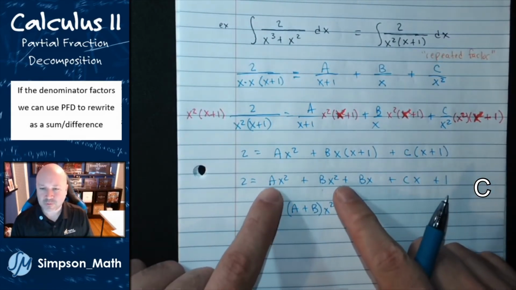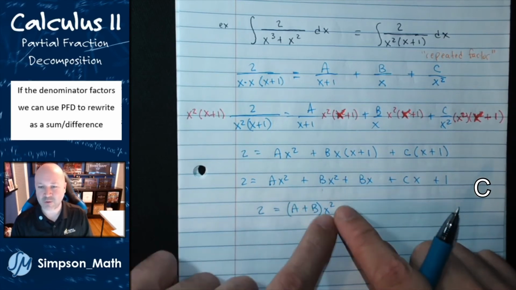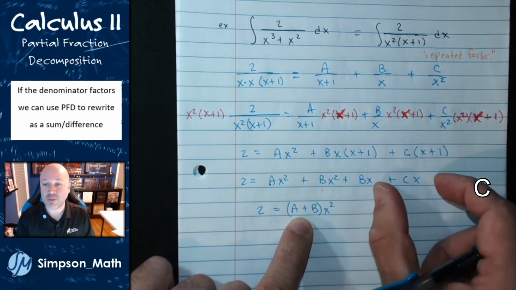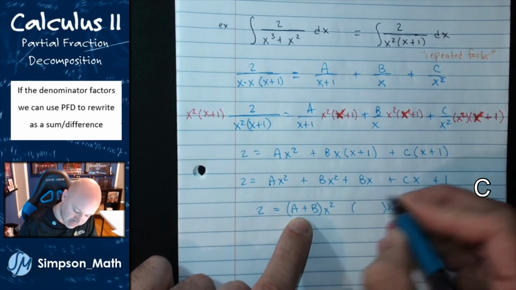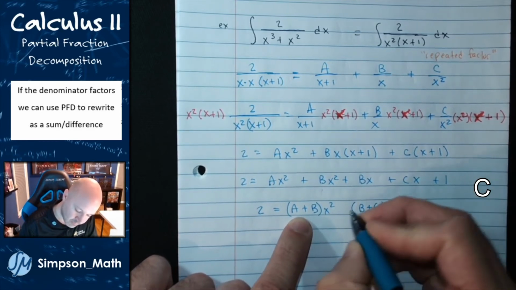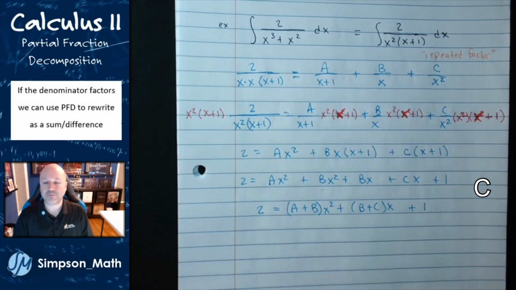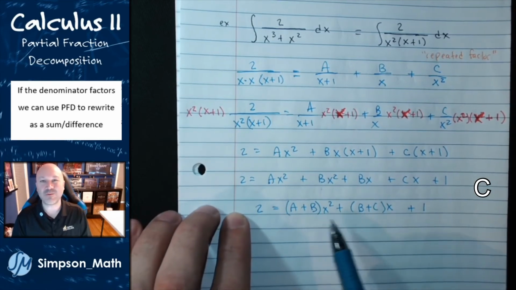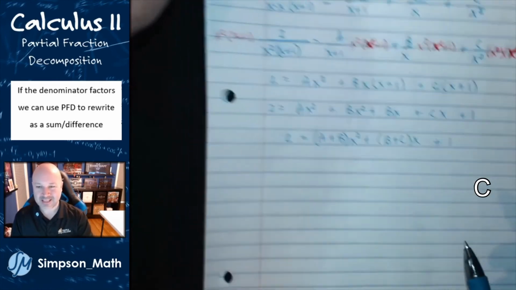So from the two terms with the quadratic term, I pulled out the x squared, leaving me with a plus b. From these next two terms, I can pull out an x, leaving me with b plus c. Plus a 1 all by itself. And again, this is an equal sign. So the left-hand side must equal the right-hand side.